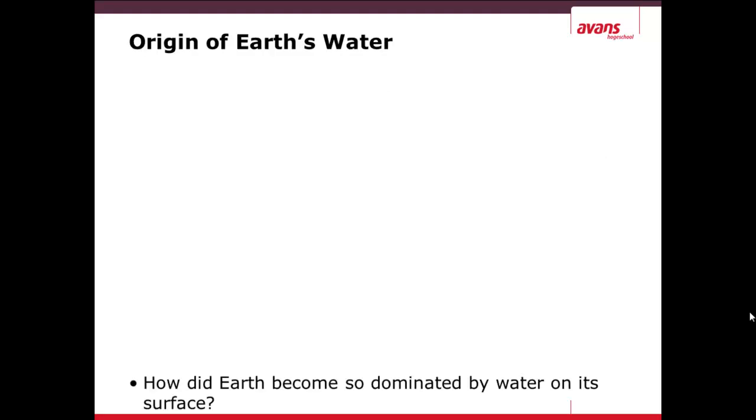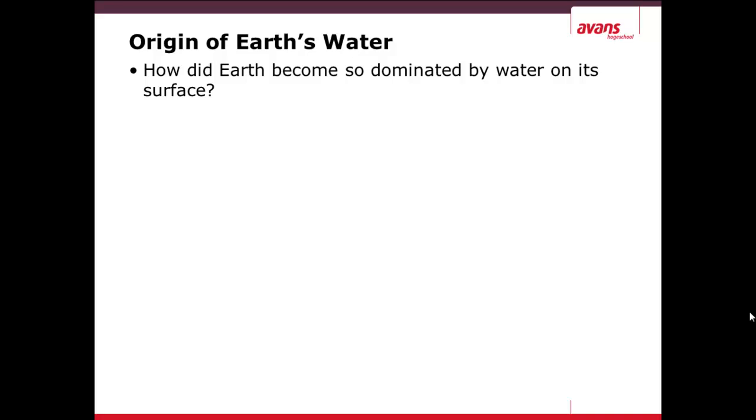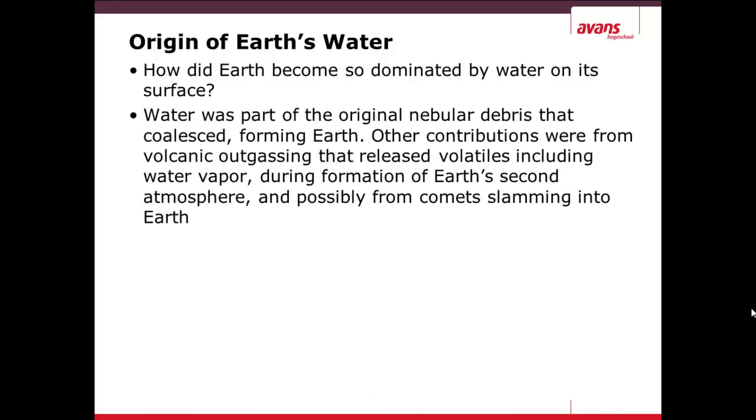The origin of Earth's water. How did the Earth become so dominated by water, you may ask? Well, water was part of the original nebular debris that coalesced and formed the Earth. Other contributors may be volcanoes, which are releasing the volatile gases, as I mentioned, in the Earth's second atmosphere. So it released more water vapor, and possibly, of course, comets and asteroids coming in and slamming into the Earth.